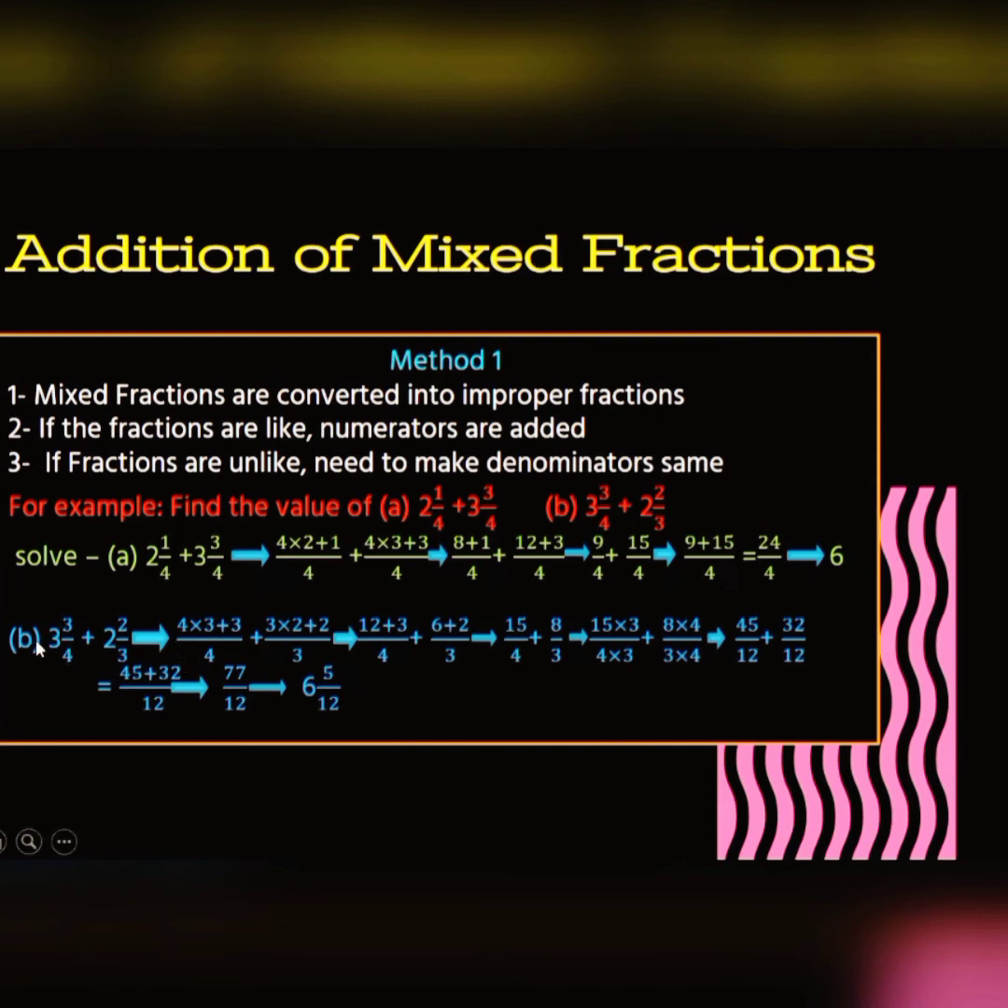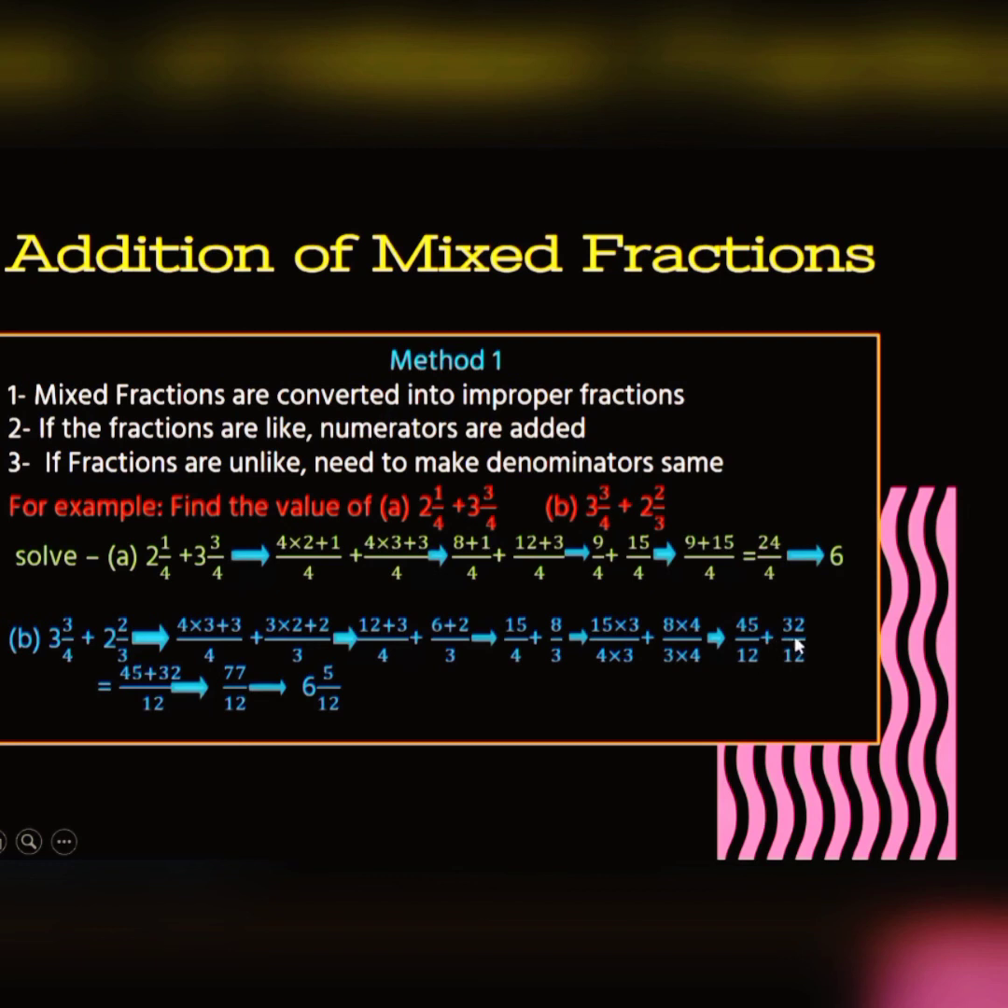So 4 multiply 3 plus 3 will be 12 plus 3 will be 15 upon 4. 3 multiply 2 plus 2 will be 6 plus 2 will be 8 upon 3. Now this is 15 upon 4 and 8 upon 3. Now you can apply the cross multiplication method to make the like fraction, because this is 4 and this is 3, and these are unlike fractions. So 3 multiply 15 will be 45 and 3 multiply 4 will be 12, and 8 multiply the denominator of the first fraction, 8 multiply 4 will be 32 and 3 multiply 4 will be 12. Now you can check, these are like fractions.